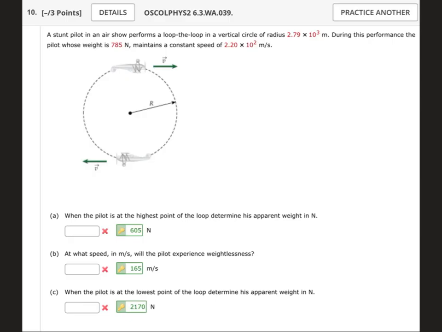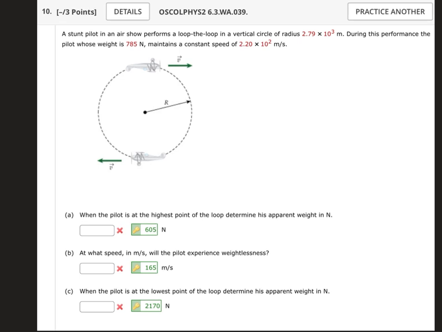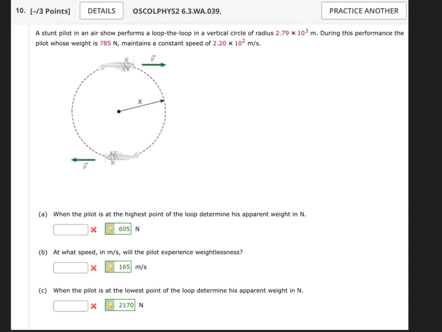Well, my train got delayed, so I have a little bit of extra time, which allows me to switch gears a little bit, slow down a little bit, and help you with this question from the homework. I think this is one of the trickier ones from the homework, so I wanted to help you at least get it set up. We have a stunt pilot performing a loop-de-loop in a vertical circle. We're given the radius of the circle, the weight of the pilot, and the speed of the plane.